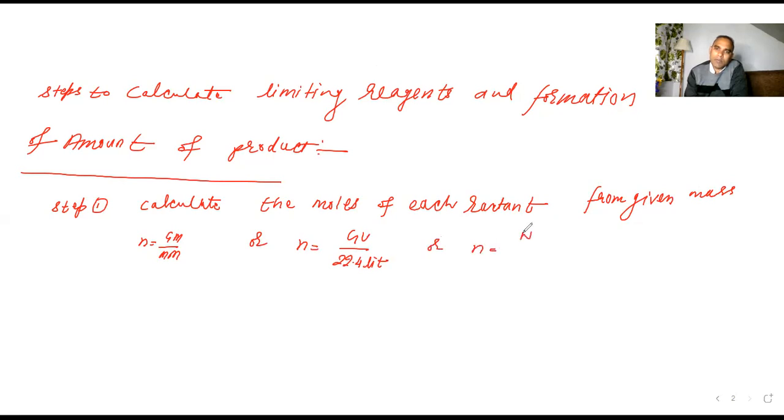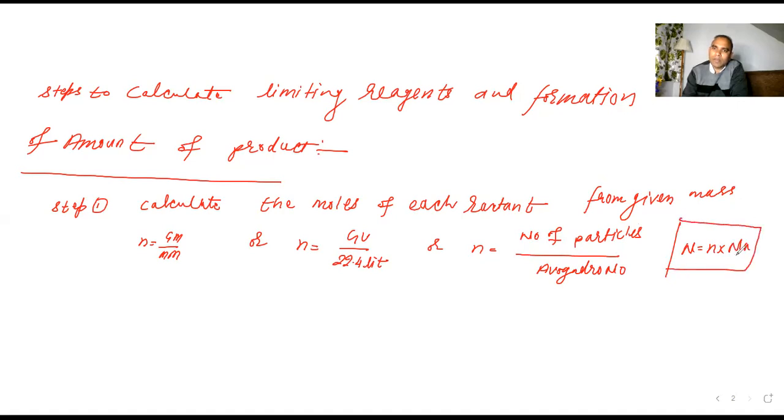n is equal to number of particles or molecules divided by Avogadro number. Can you remember this one? This formula comes from N = n × Na, right? So we can calculate. Now they are saying step number 2.